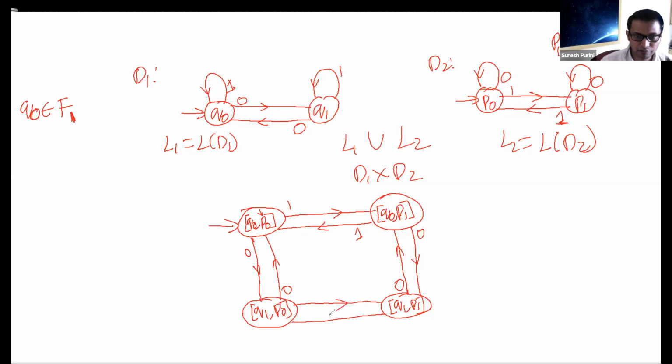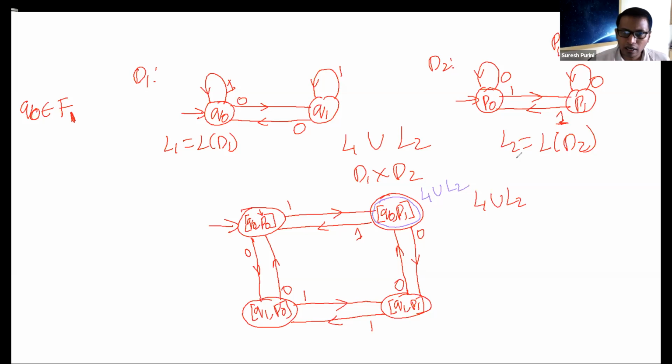So here, this is the product DFA. If you see, there are no accepting states. If you want to recognize the language L1 union L2, then the accepting state would be Q0 comma P1. In the product automaton, this would be the accepting state in order to recognize L1 union L2.